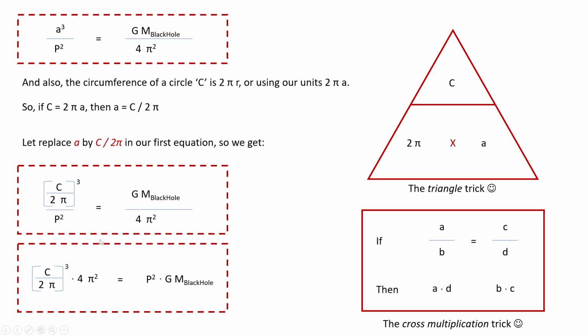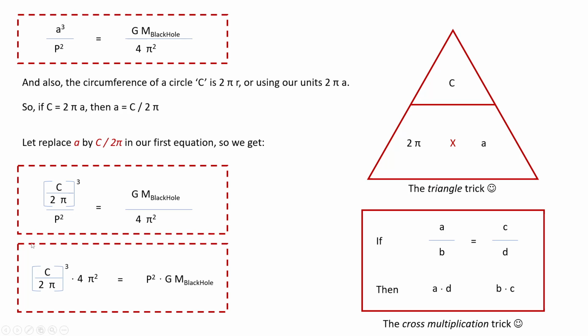Now you can actually use another trick. I call that the cross multiplication trick. If a over b equals c over d, then a times d must equal b times c. So a times d, and there's supposed to be an equal sign here, it's an equation, equals b times c. I call it the cross multiplication trick. So in other words, this whole thing, c over 2 pi to the power of 3 times 4 pi squared, must equal p squared times gm black hole. Just cross multiply those parts.